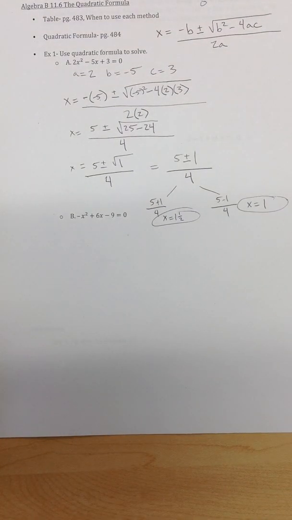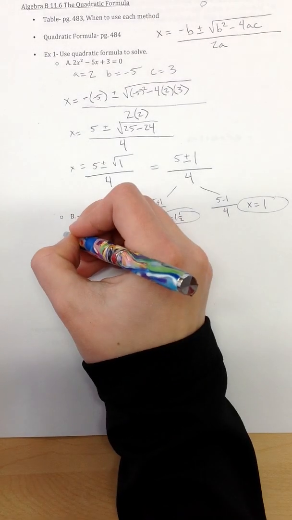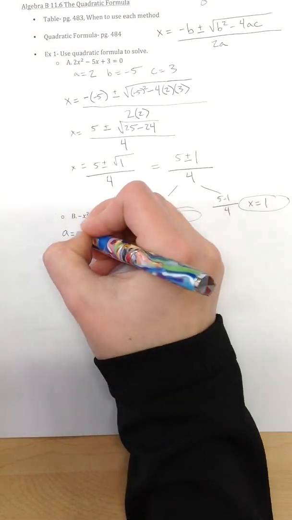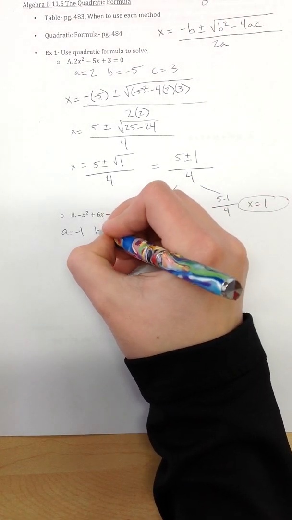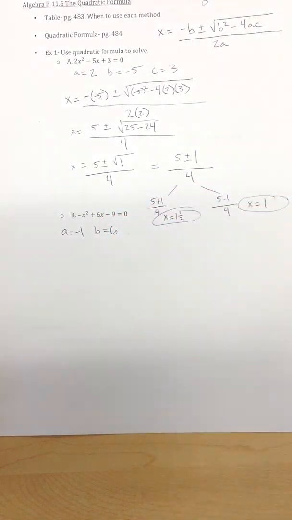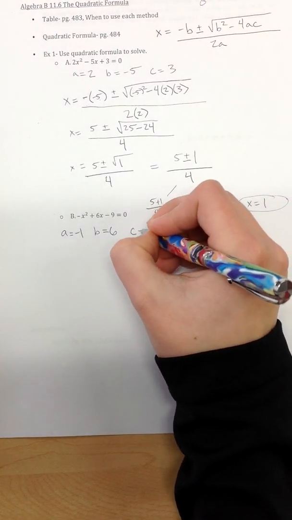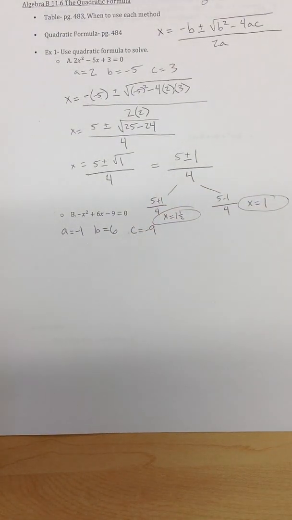Okay, next one here, same thing, we want it to be everything on one side and equal to 0. Then we figure out what our a, our b, and our c are. So our a value here would be -1 because it's a negative in front of the x squared. Our b value would be the 6 because that's what's in front of the x. And then our c value is -9. Okay, so then we use that formula there.